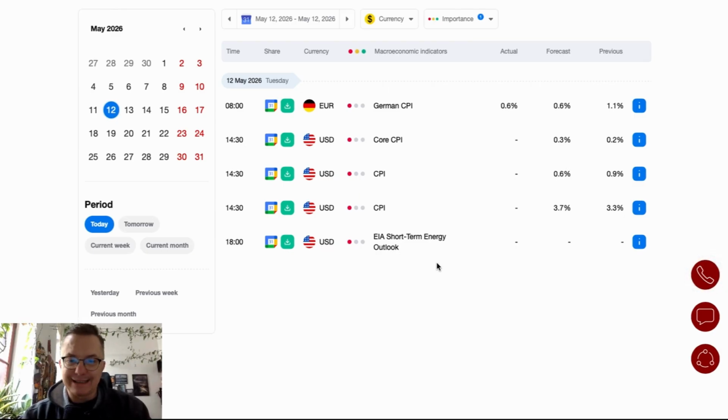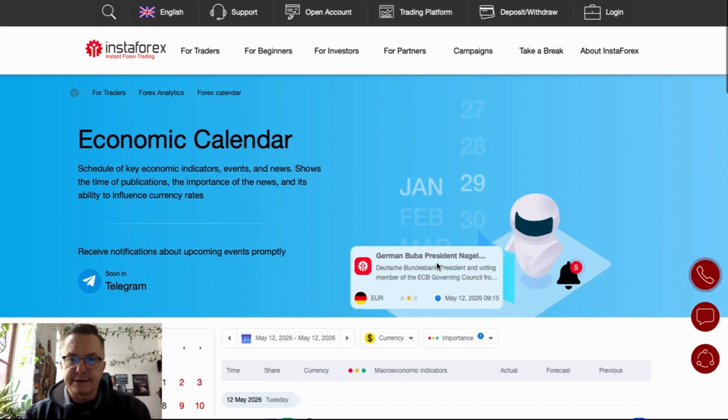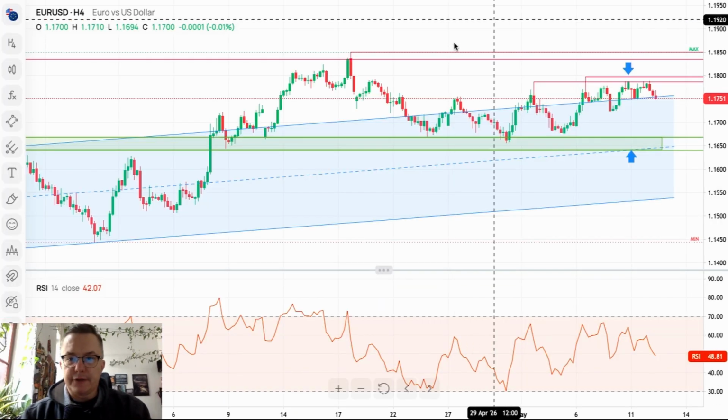geopolitical situation doesn't actually help with this short-term energy outlook, but we will definitely take a look at the crude oil later, or for now, let's start with the technical part. We will start, of course, with the euro-dollar. Euro-dollar on our time frame chart.